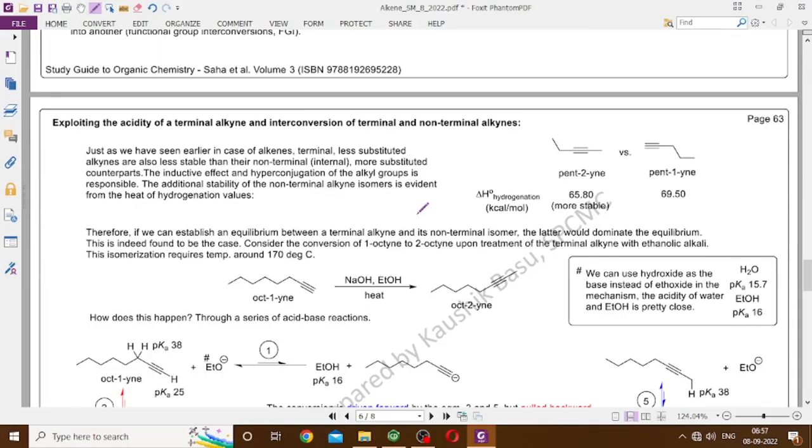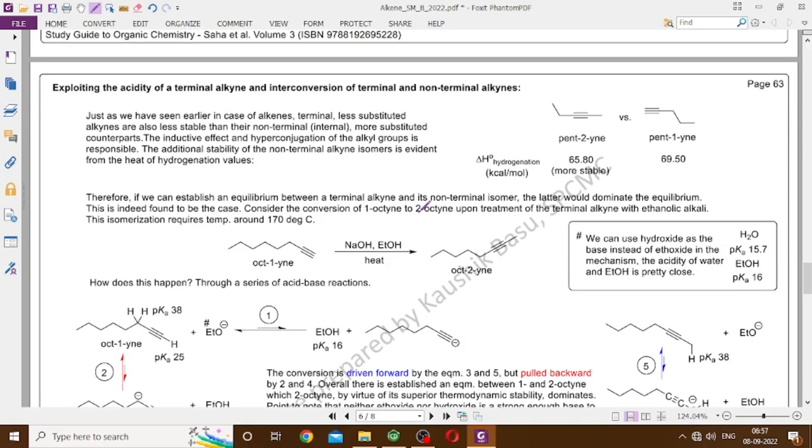the other thing, that is the interconversion of the terminal and non-terminal alkyne. Just like more substituted alkenes are more stable compared to less substituted alkenes, more substituted alkynes are also more stable. So here we have two isomeric alkynes. One is 1-pentyne, the other is pent-2-yne. And as you can see, the heat of hydrogenation value is less for pent-2-yne compared to 1-pentyne, which means that the pent-2-yne isomer is more stable because of the hyperconjugation and inductive effect of the alkyl groups.